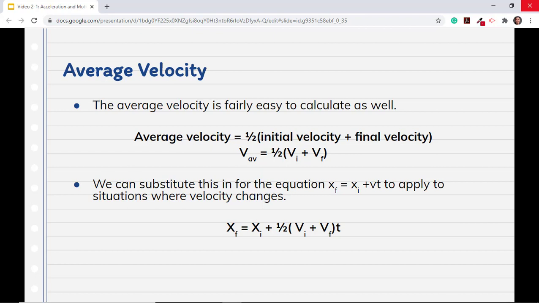So we can actually substitute this in for the initial equation that we talked about in terms of velocity and placement to apply to situations where velocity actually changes. So in this instance, instead of having a constant velocity, we just have an initial and a final velocity. So we would just take the average of that and plug that in. So long story short, we basically take the equation on top and we plug that in for v in the equation below, and then we can solve for problems where velocity changes.